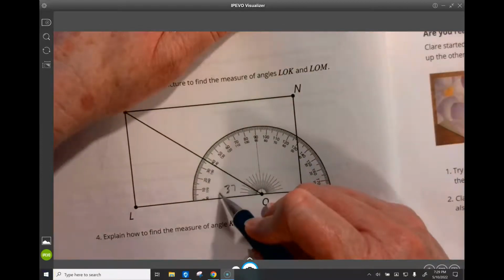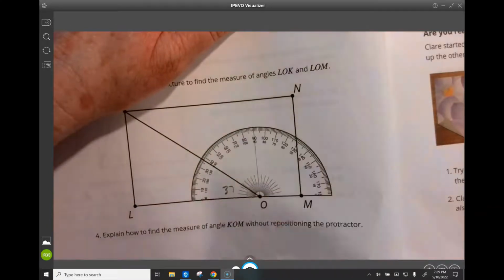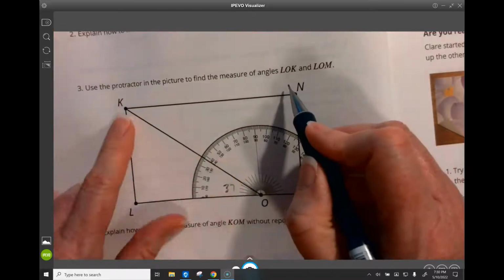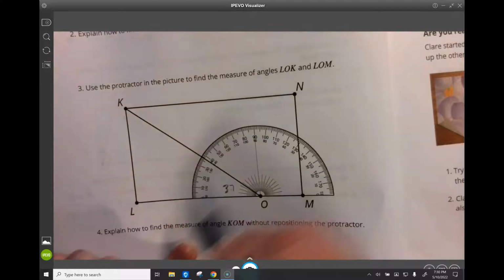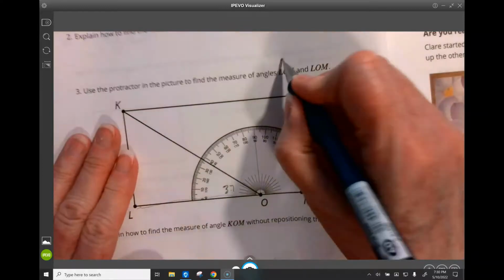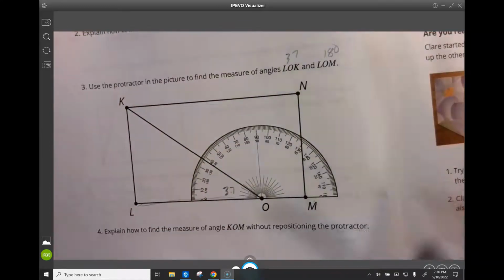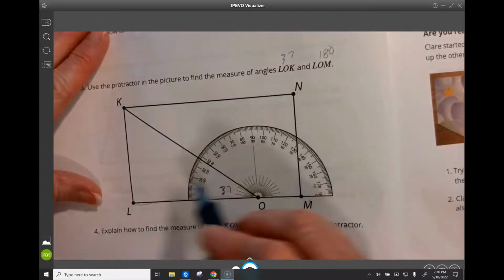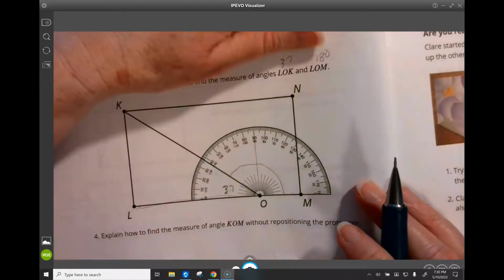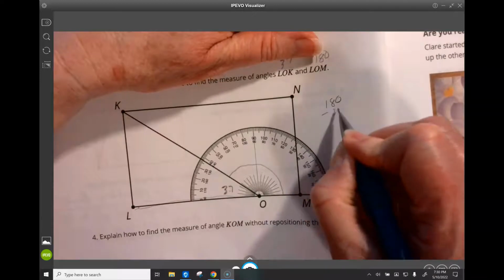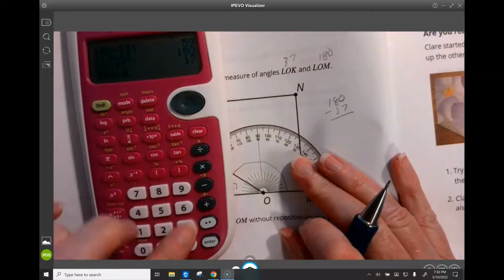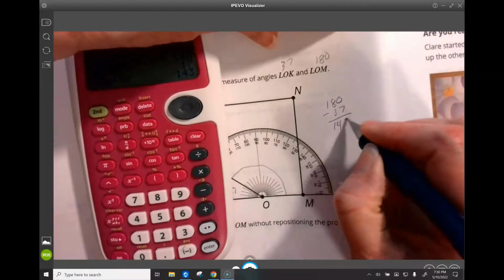So I'm saying this one is 37 degrees. It's kind of hard to tell, but I'm going to say that's 37. And we know that this whole thing, okay, so angle LOK is 37 degrees, and angle LOM, this angle right here, well, look at that. It's a line. So this one is 37. This one's 180. Without moving it, what do you think angle KOM is? So this angle right here, what do you think the measure is? How do you think we could find it? Hopefully you all saw that we could take 180 and subtract 37 from it. Pull out our calculators. 180 minus 37 is going to give us 143 degrees.